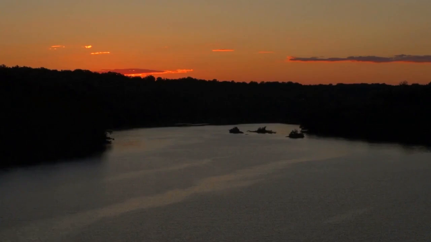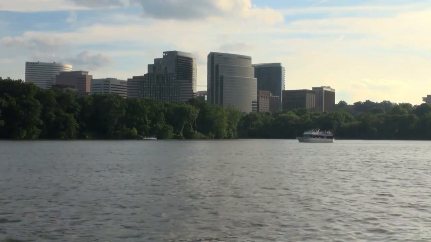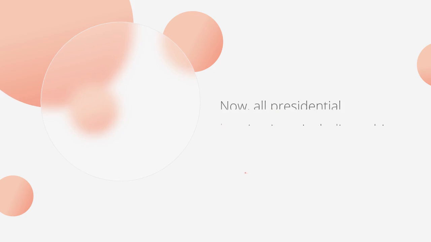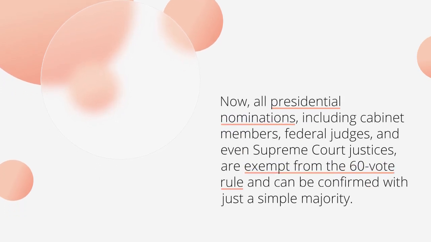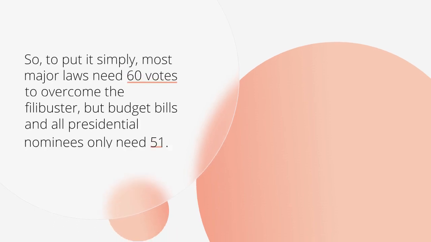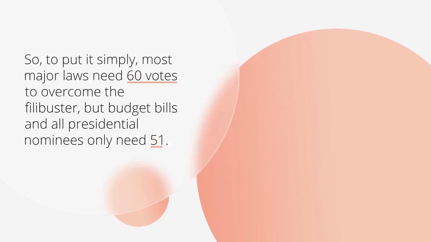The other huge exception is for nominations. The Senate has changed its own rules over the years. Now, all presidential nominations, including cabinet members, federal judges, and even Supreme Court justices, are exempt from the 60-vote rule and can be confirmed with just a simple majority. So, to put it simply, most major laws need 60 votes to overcome the filibuster, but budget bills and all presidential nominees only need 51.